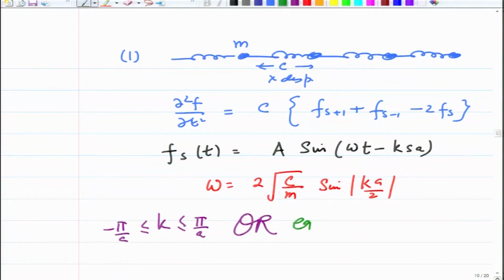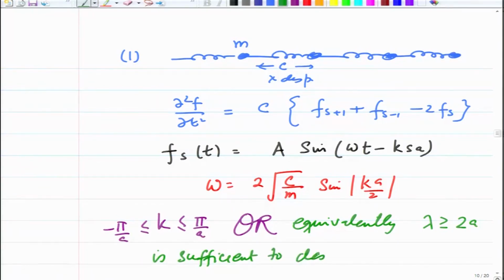or equivalently lambda greater than or equal to 2a is sufficient to describe the motion in this discrete lattice.